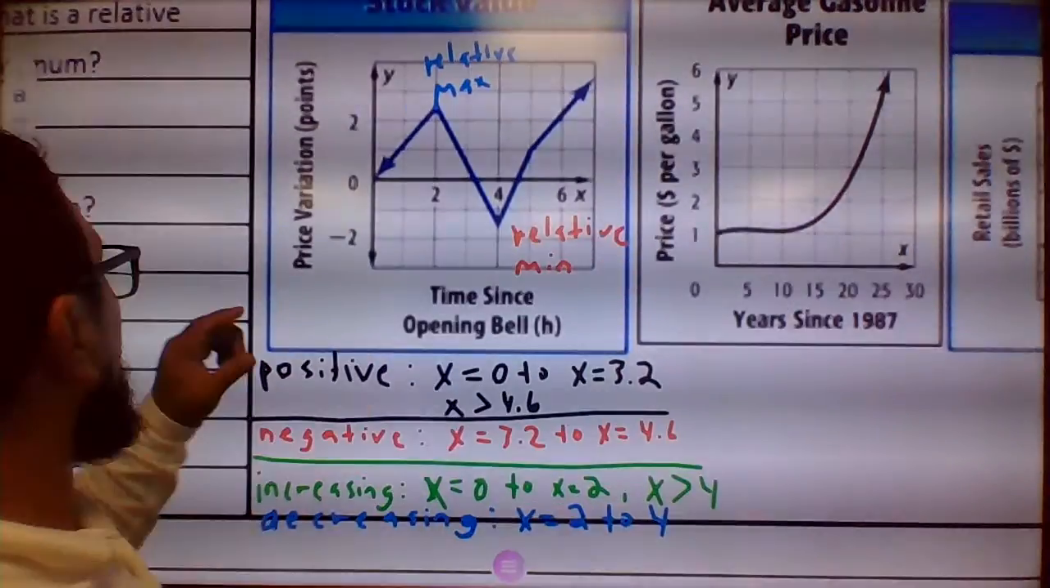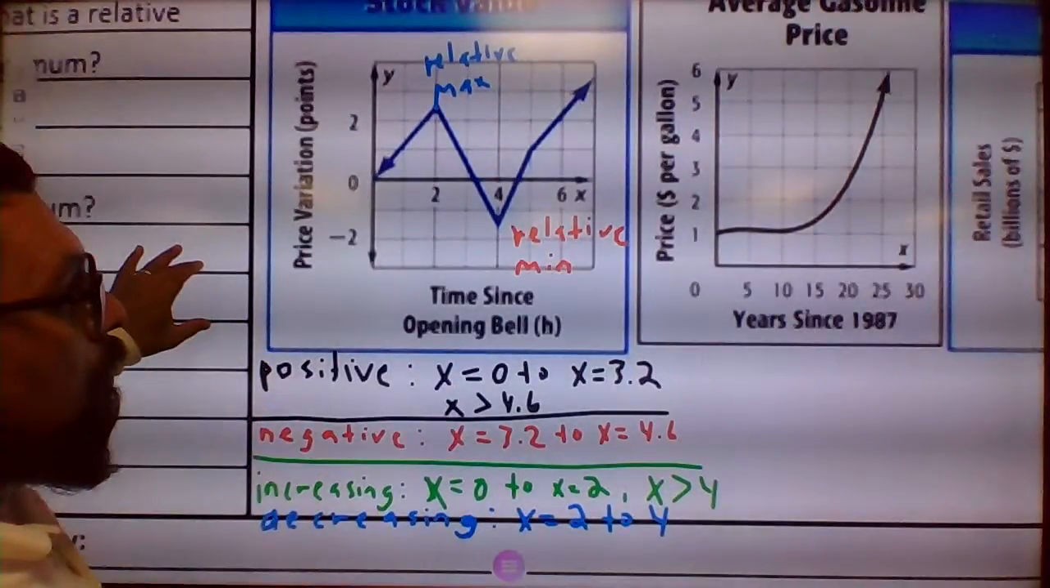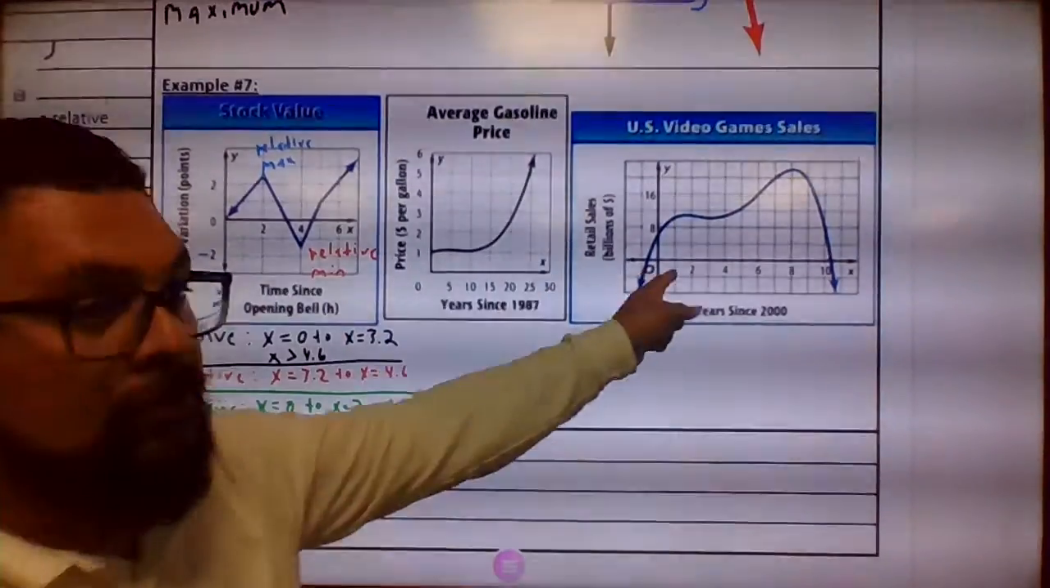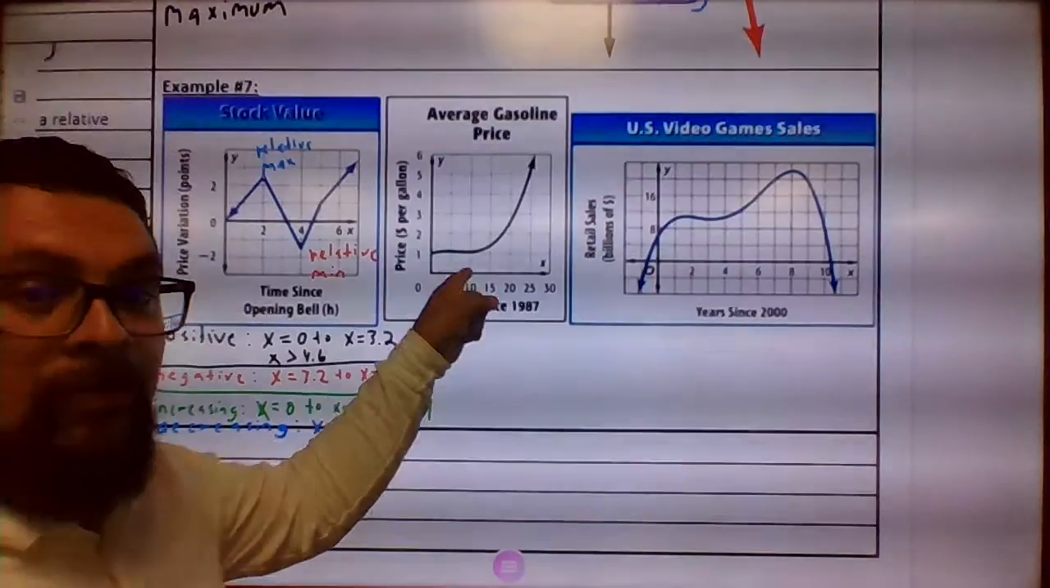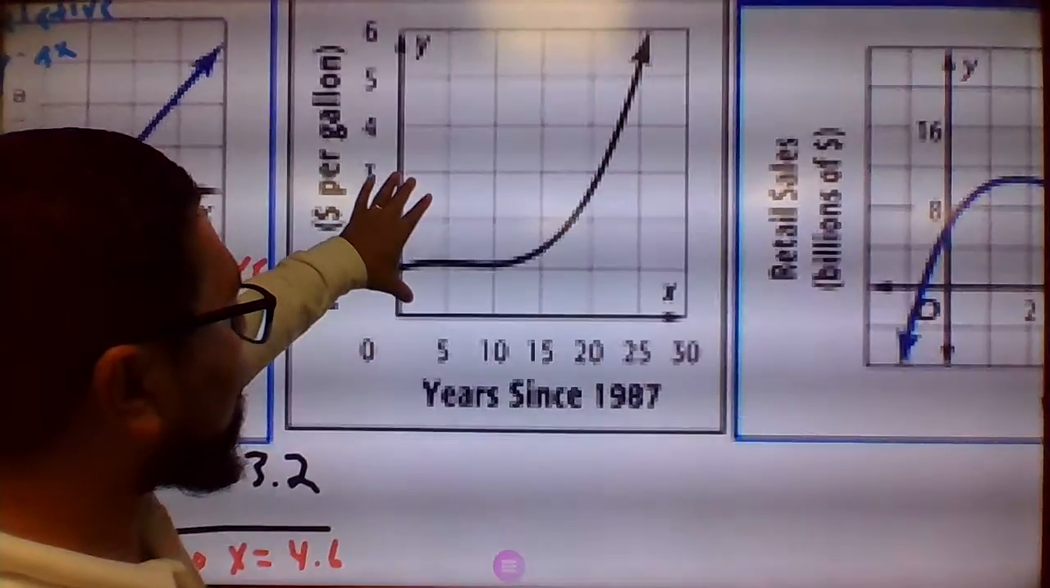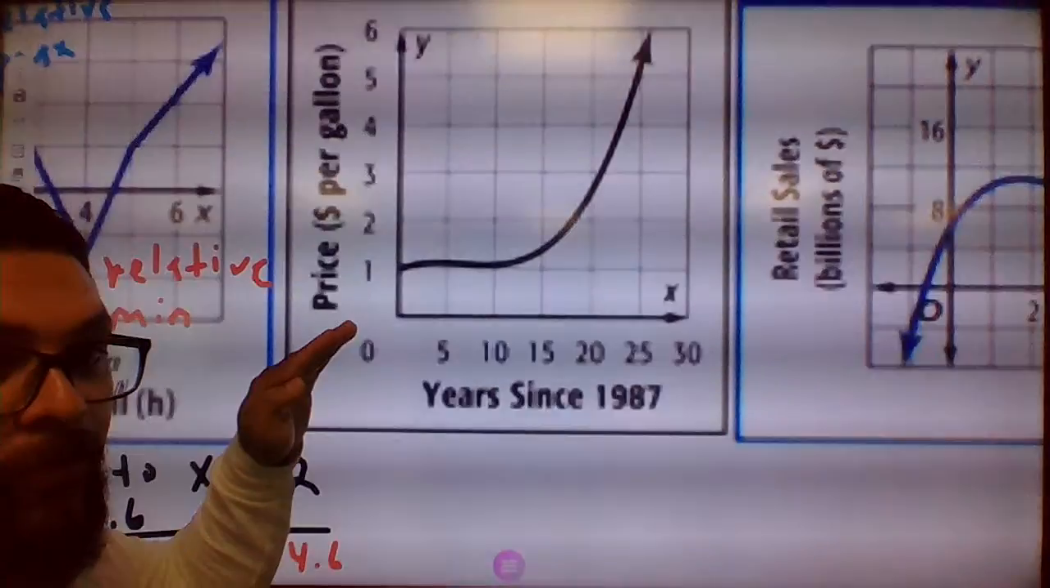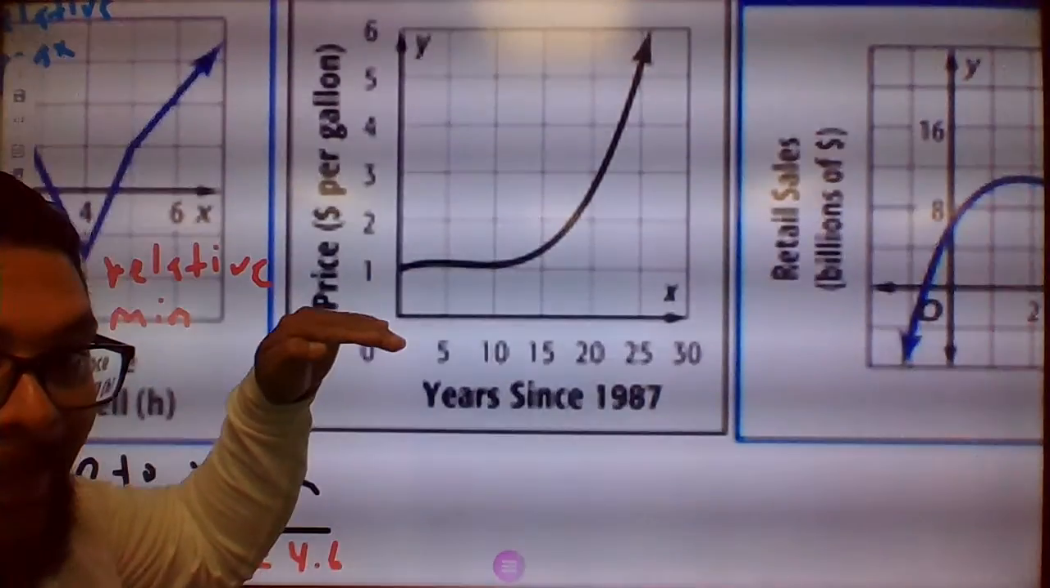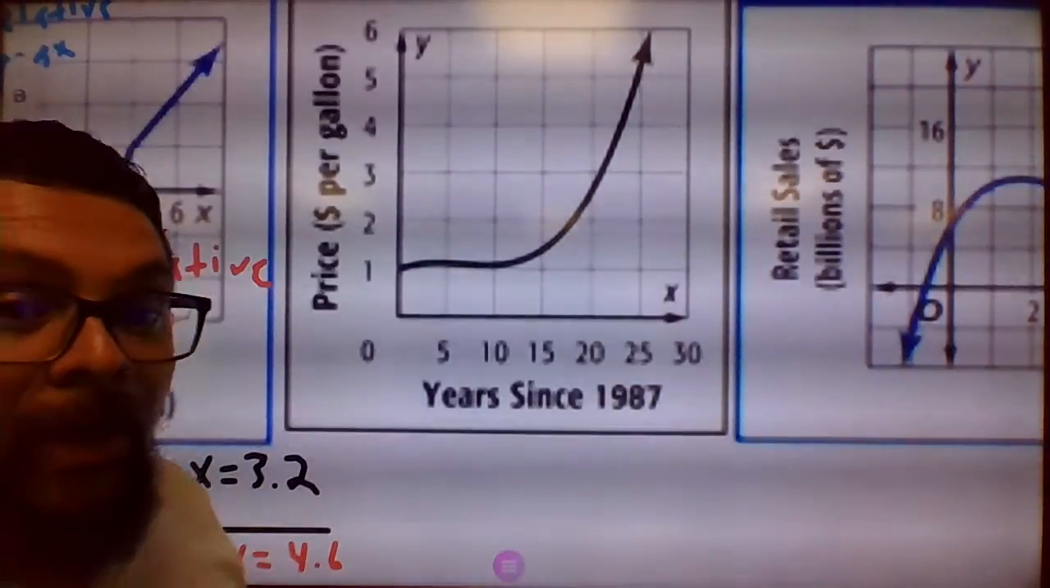Now, you guys go ahead and do these two. This one's a little tricky. If I zoom in, there is a slight little dip. It kind of goes up, then a little dip down, and then it goes up. So that's a hint on that one.